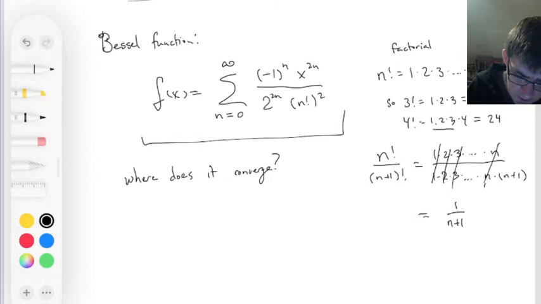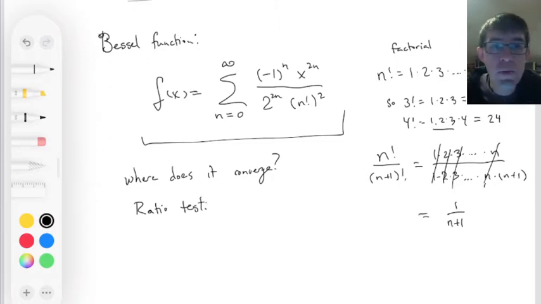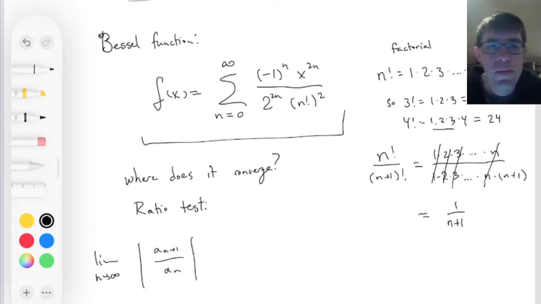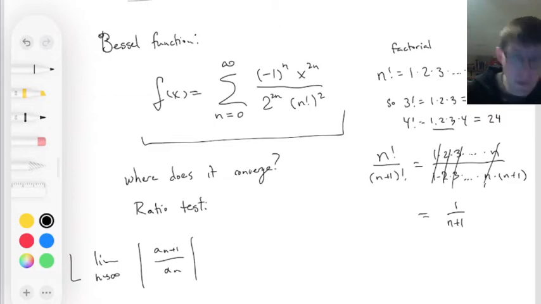And to answer this question, we're going to use the ratio test. And I hope you remember the ratio test. The ratio test involves doing the limit as n goes to infinity of a_(n+1) divided by a_n, right? This is what we talked about last time. And this limit, we call this L.